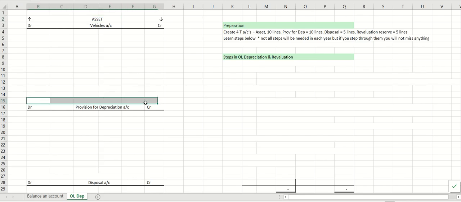Provision for depreciation accounts are liability accounts. Liability accounts, we credit them to increase them. So my opening balances are going to be on the credit side. When I put in extra depreciation, making it bigger, it's going to be on the credit side. When I'm making it smaller, it's going to be on the debit side. If I have a disposal or a revaluation, it'll be on the debit side, making it smaller.